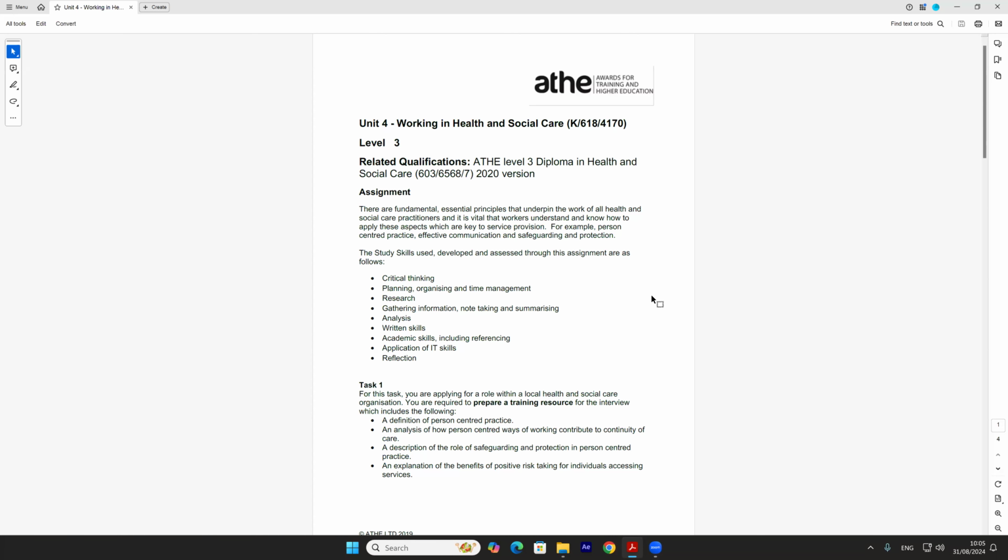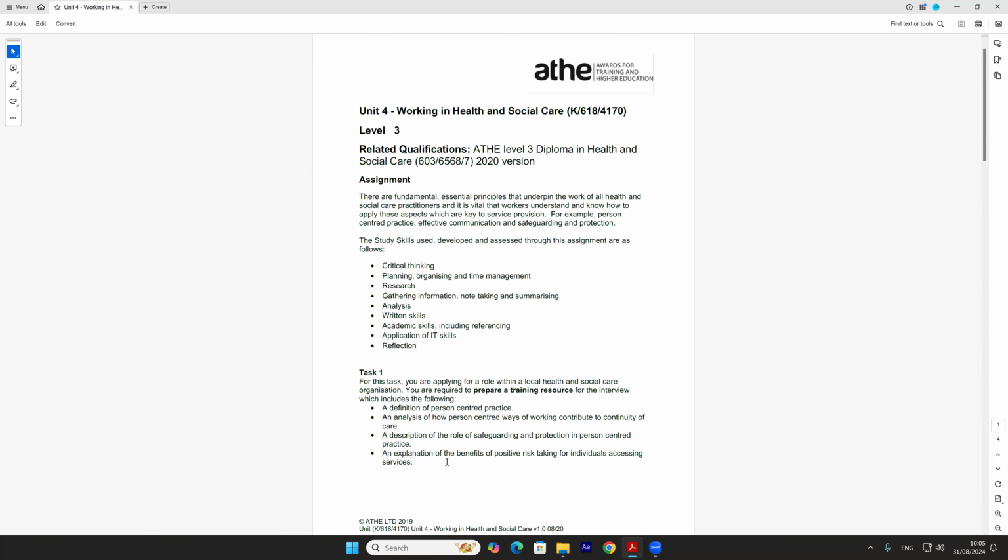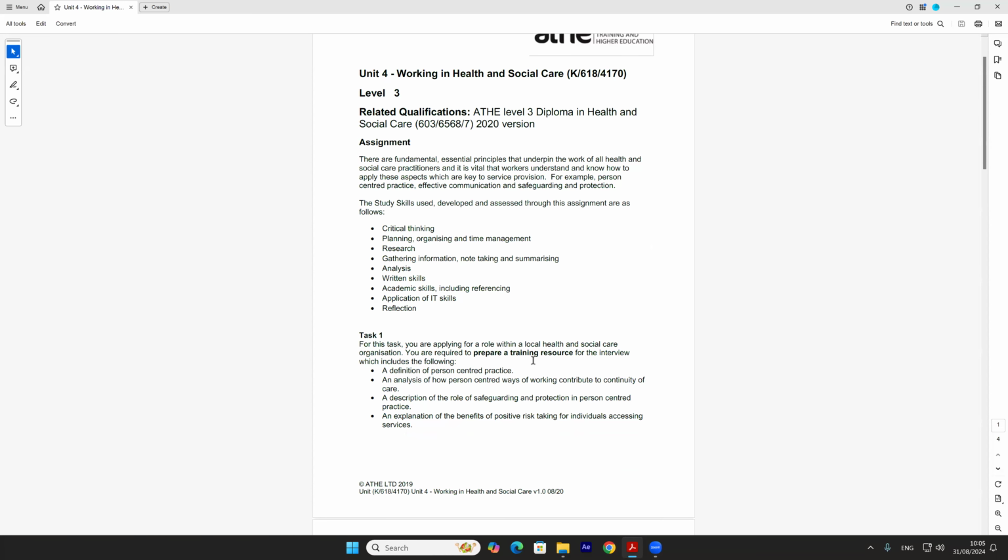So here, as you can see, for Task 1, they have mentioned that for this task, you are applying for a role within a local health and social care organization, and you are required to prepare a training resource for the interview, which includes the following. So when you are writing your assignment, you need to think that you are applying for a role within a health and social care organization, and you are required to prepare a training resource.